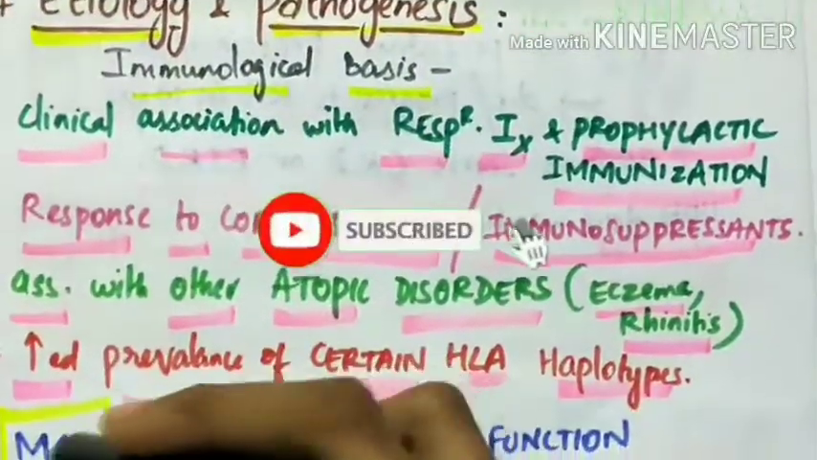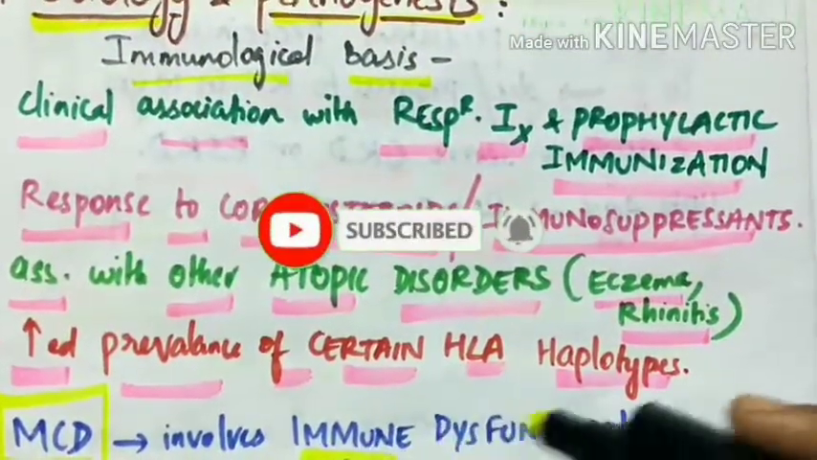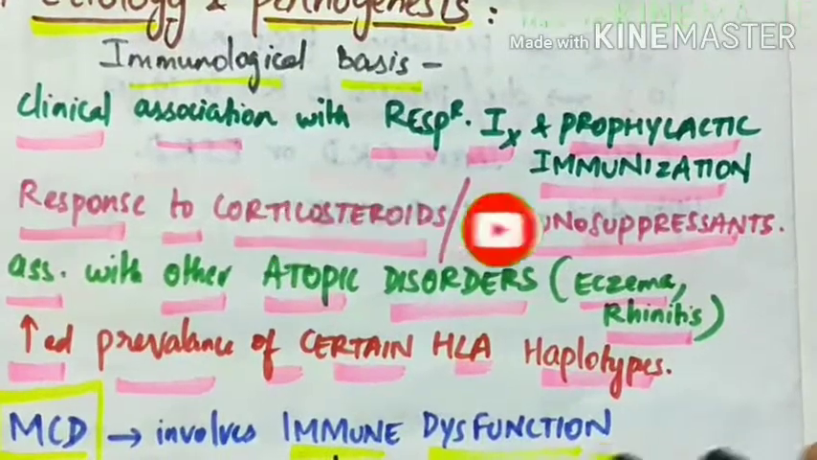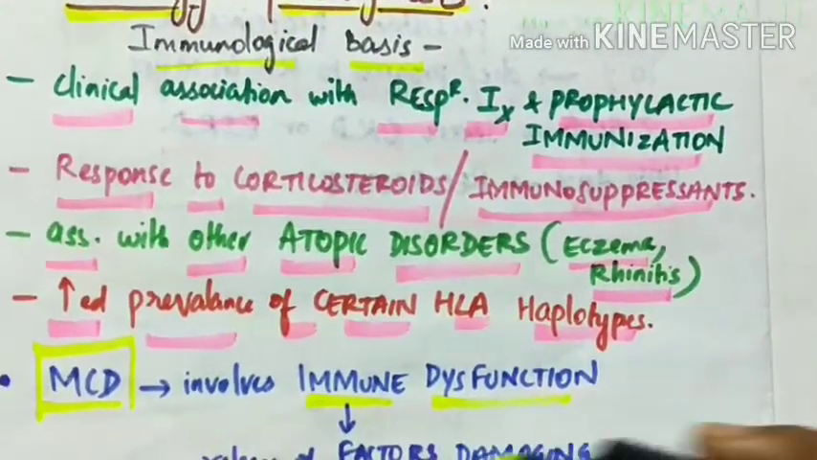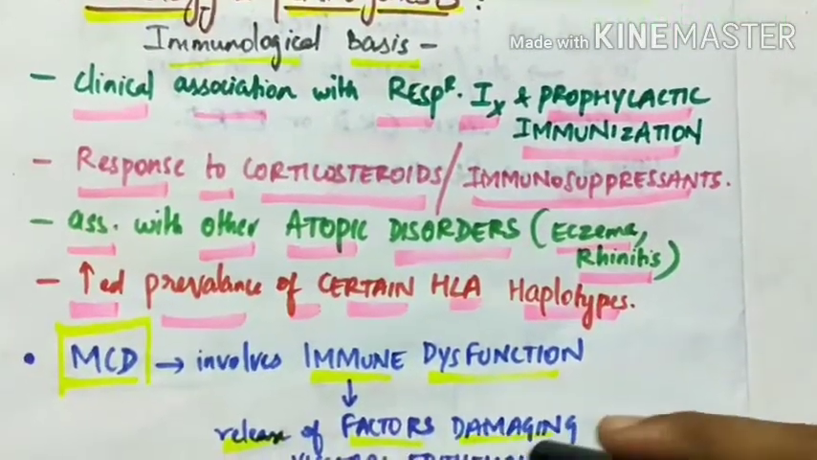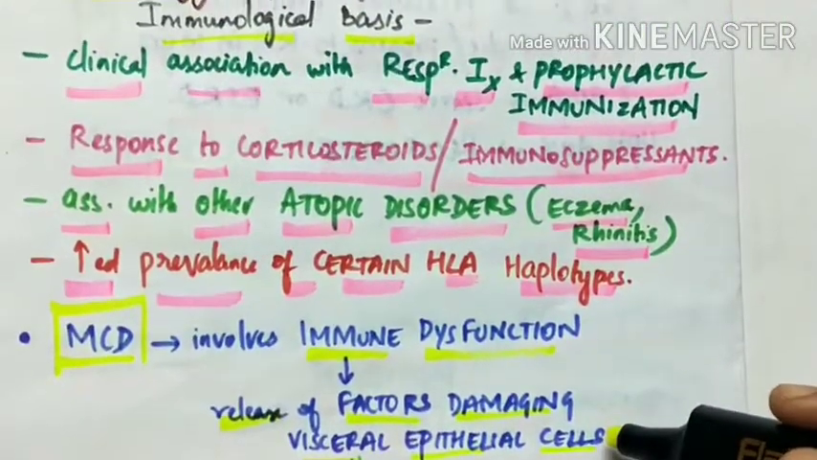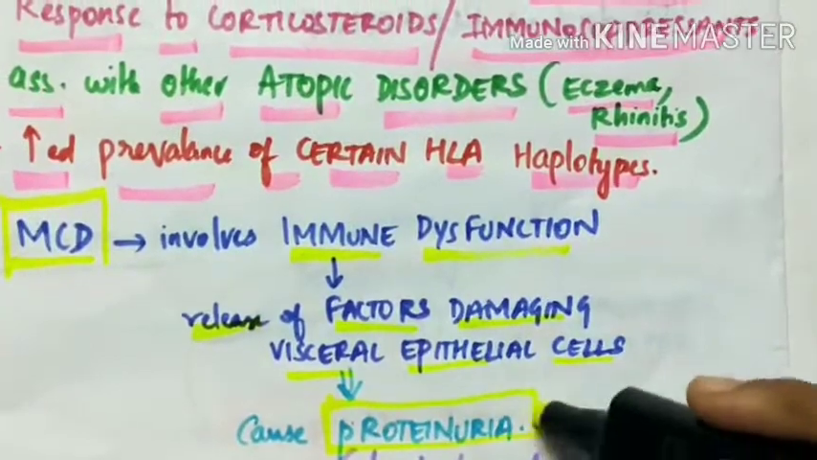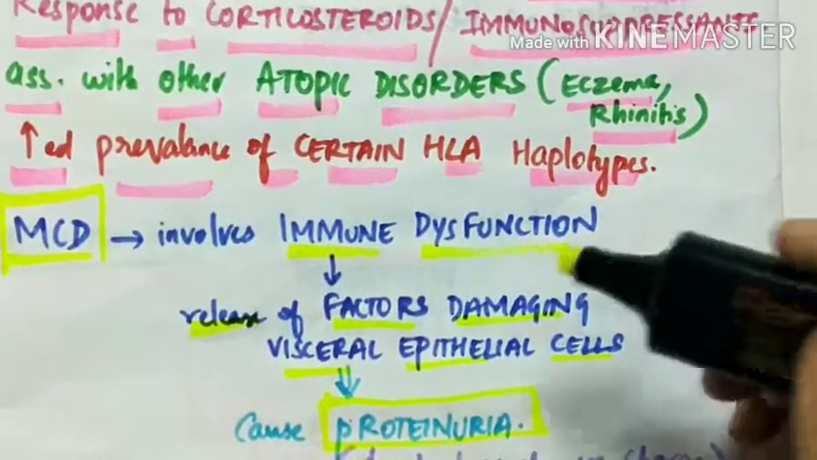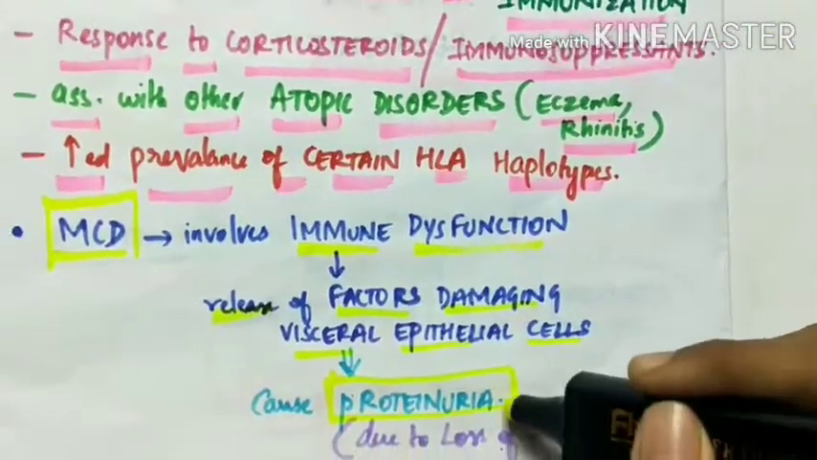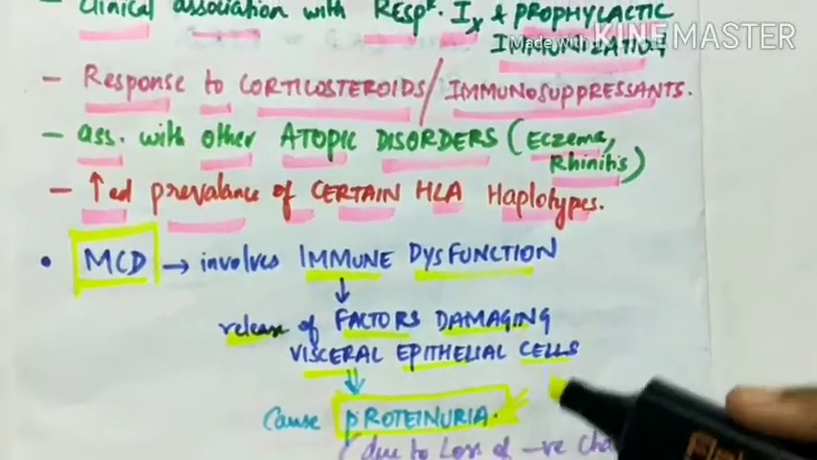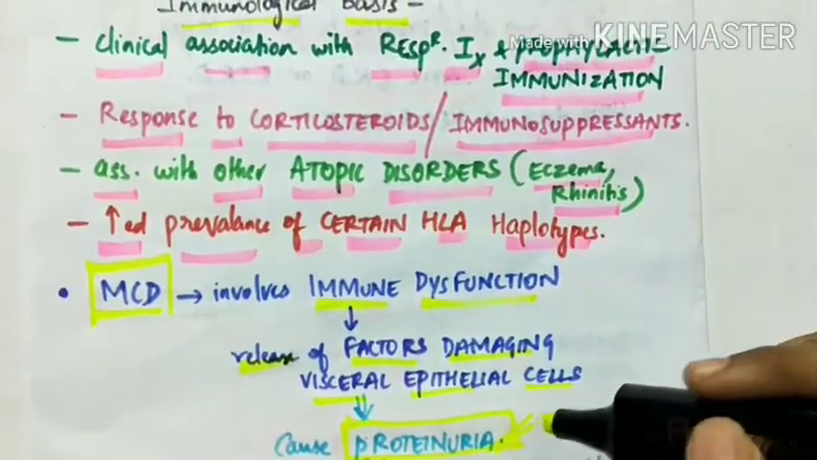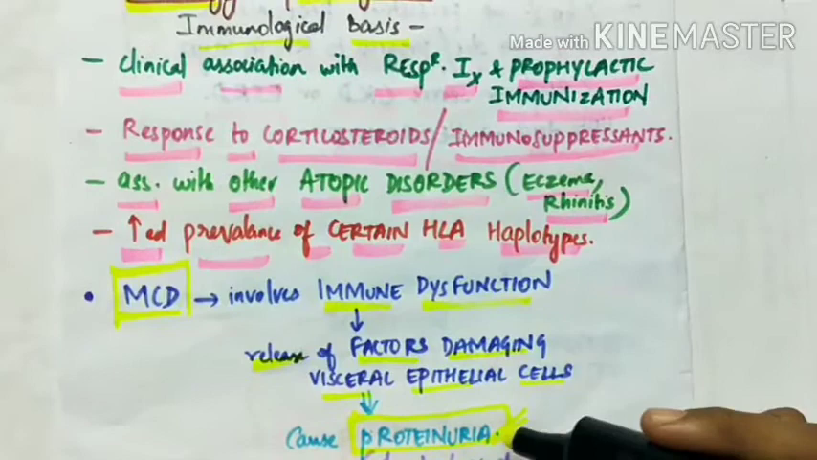Minimal change disease involves immune dysfunction, due to which there is release of factors damaging the visceral epithelial cells, that is podocytes, leading to proteinuria. But the proteinuria in minimal change disease is extremely selective. Only albumin is excreted, not any other protein. This proteinuria occurs due to loss of negative charge.